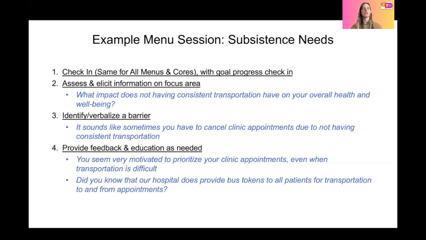Here are some examples. You seem very motivated to prioritize your clinic appointments, even when transportation is difficult, using that strengths-based approach. And offering information using your motivational interviewing techniques as well, by asking permission. Did you know our hospital provides bus tokens to all patients to and from appointments? Or do you know about different resources for transportation that you might use?